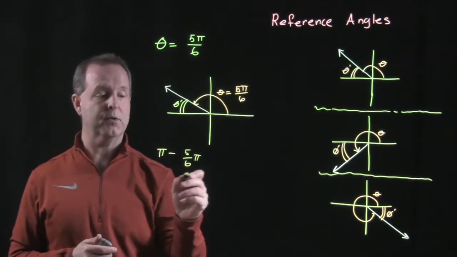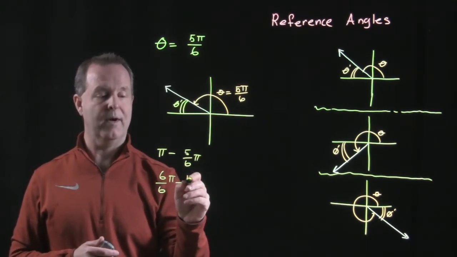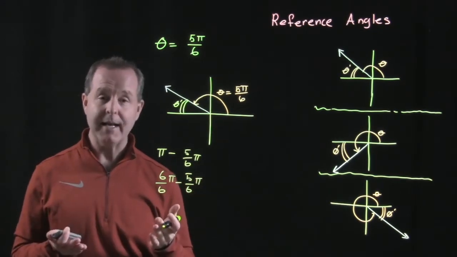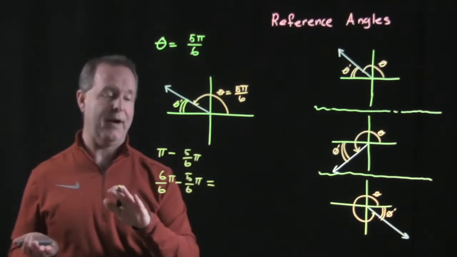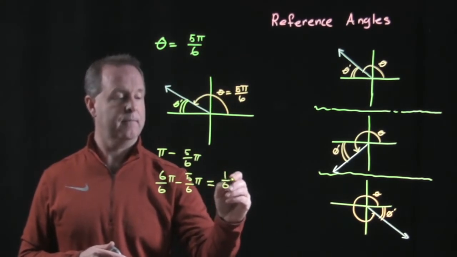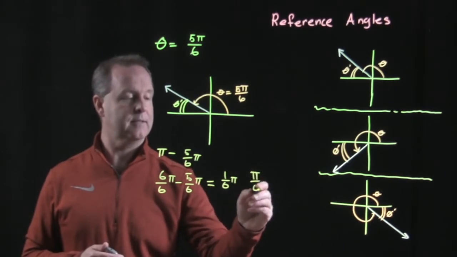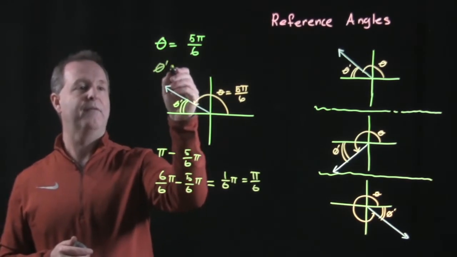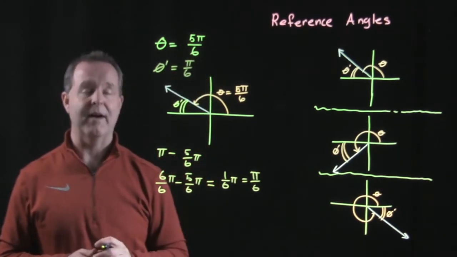Well, a full pi is also 6/6 pi. Take away 5/6 pi. The reason I did that is I wanted to have a common denominator. And when I have a common denominator, then I'm able to add or subtract fractions or rational expressions. So I'm left with 1/6 pi, or maybe cleaner, leave it as pi/6. So pi/6 would represent my reference angle if my initial angle was 5/6 pi.